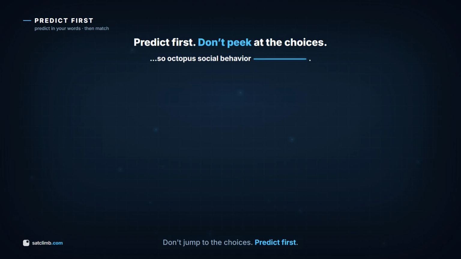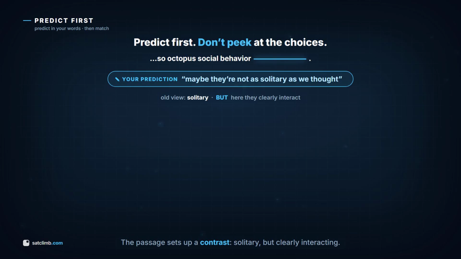Don't jump to the choices, predict first. The passage sets up a contrast. Solitary was the old assumption, but right here they're clearly interacting. So the blank should say something like, maybe octopuses aren't as solitary as we thought.